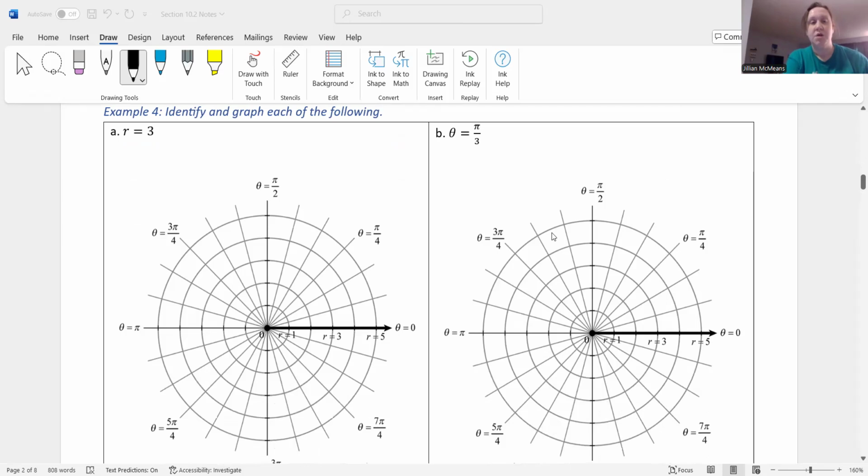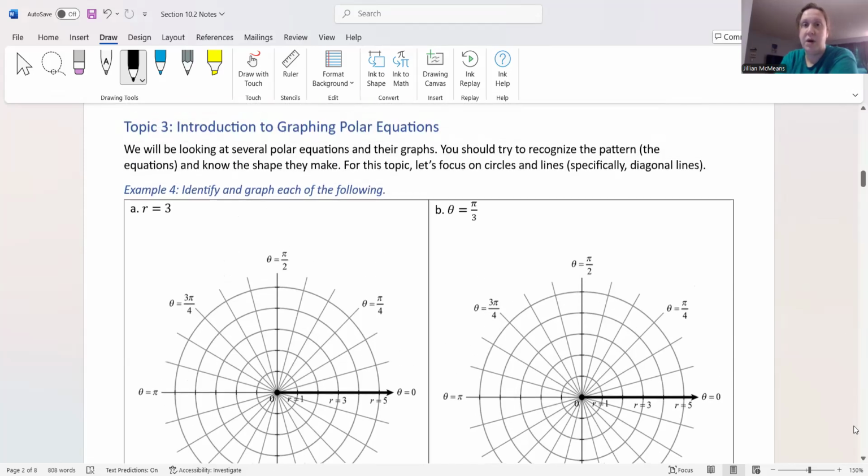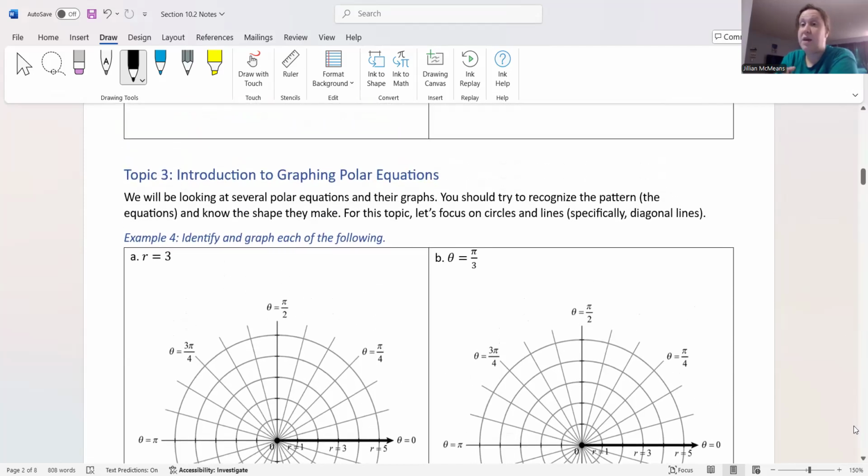Okay, so example four says identify and graph each of the following. Let me shrink this a little bit to see if it'll all fit. That's slightly better. Okay, so first we have r equals 3. We already talked in the previous video about something almost identical to this. We had r equals 4, and we were able to really easily convert this to its rectangular form, and we could see with ease what it was.